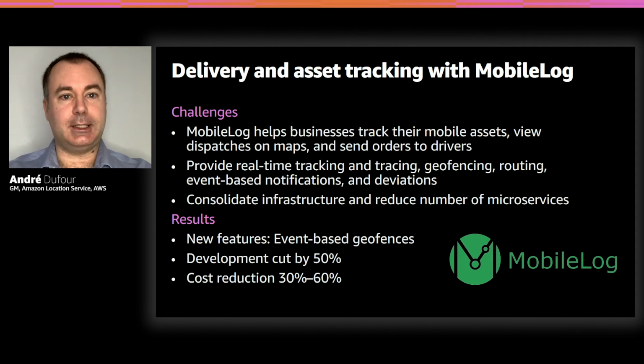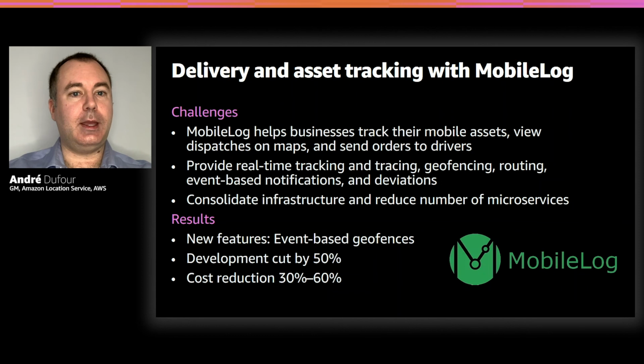Now, Mobilelog participated in our beta program, and they achieved some pretty exceptional results. Using Amazon Location Service, they were able to introduce a new feature called event-based geofences, reacting using an idiomatic, event-driven programming paradigm when interesting events transpired in the physical world, such as a driver arriving at or leaving a location defined by a geofence. And so they could catch those events and react to them, for example, in Lambda functions.